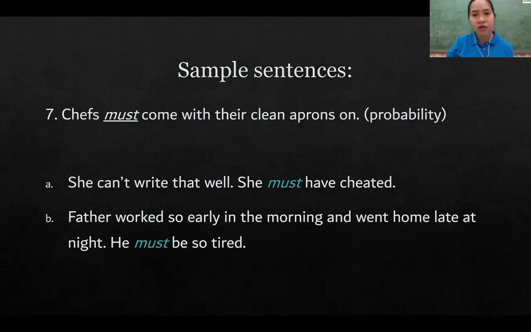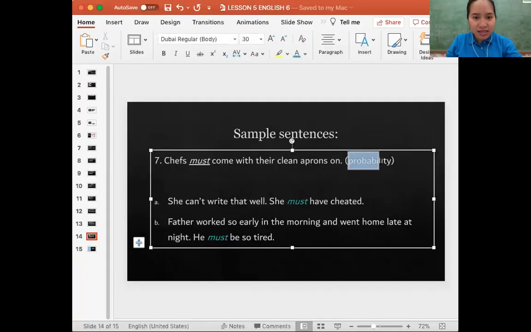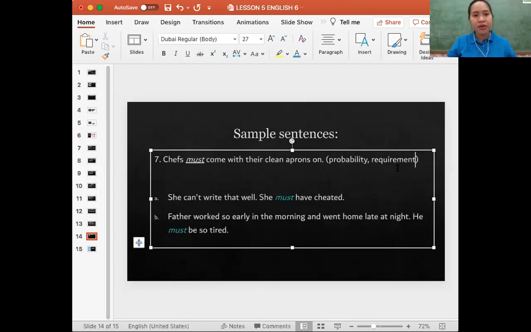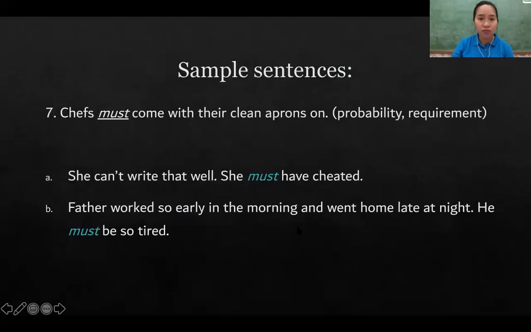Okay? So, wait, I have some changes to do. This is a probability, but also a requirement. Okay? So, a requirement. It has two meanings. In grade 5, its meaning is a requirement or obligation. But here, in your grade 6 English book, the meaning of must is probability. Okay? Probability is what is here.